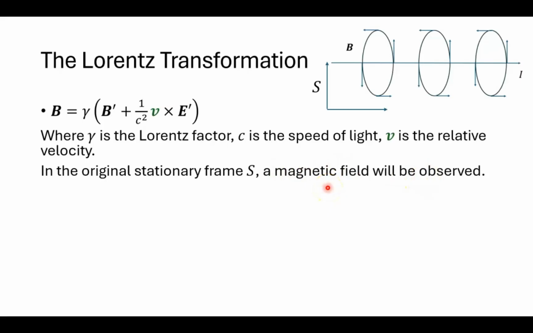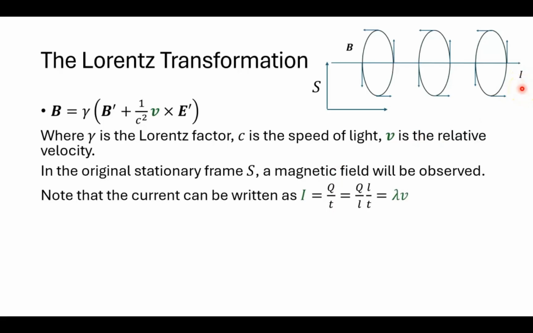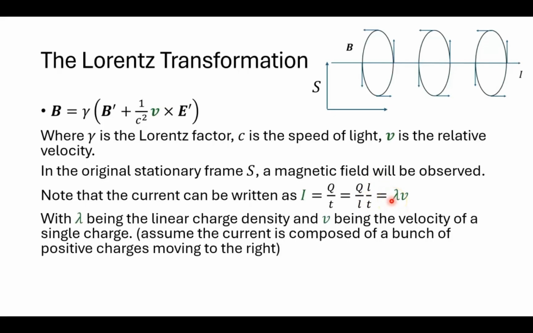In the original stationary frame S, a magnetic field will be observed because there's a current here. Now, we also know that the current, defined as the amount of charge passing through a point per unit time, Q over T, can be written as this. We just multiply top and bottom by L, which is multiplying by 1 and doesn't change anything, and it's this, using the definition of lambda as the linear charge density and v as the velocity of a single charge. So lambda is the amount of charge per unit length, and v is the length traveled per unit time.